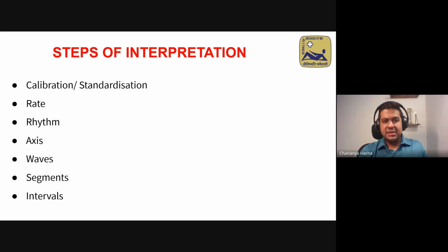Once you've established that this is a calibrated, standardized ECG, you calculate the rate. That tells you bradycardia, normal heart rate, or tachycardia. Look at the rhythm. Is it a sinus rhythm? Is it an abnormal rhythm? Is it an atrial rhythm or a ventricular rhythm? Look at the axis. Is it normal axis, left, right, or extreme?